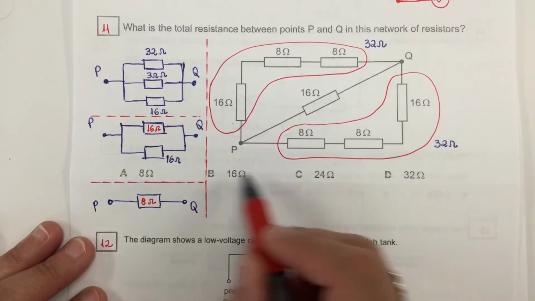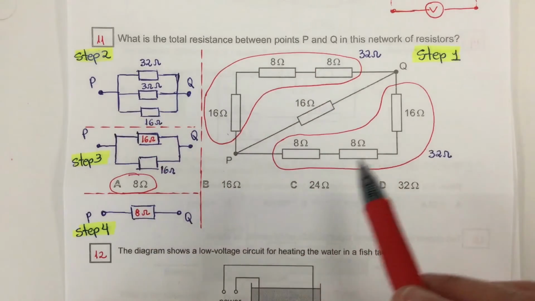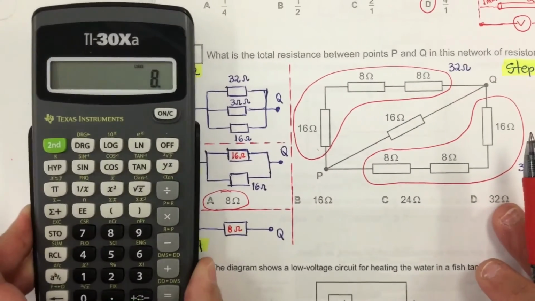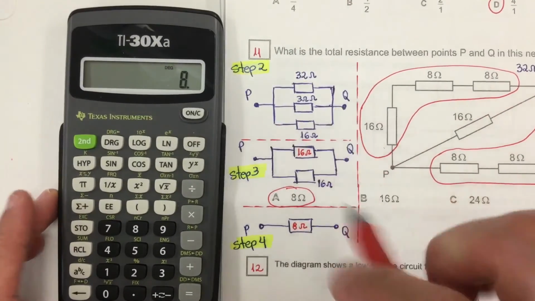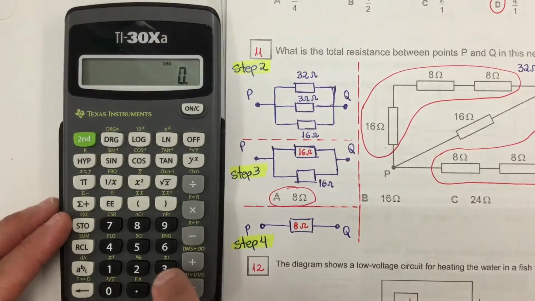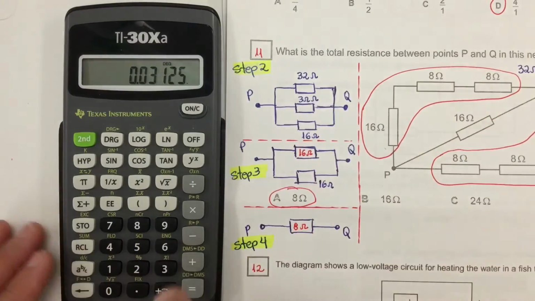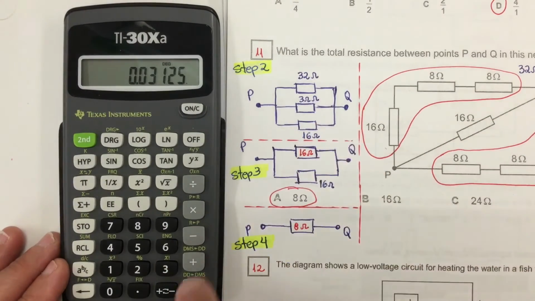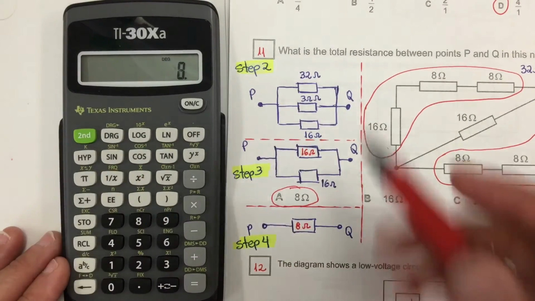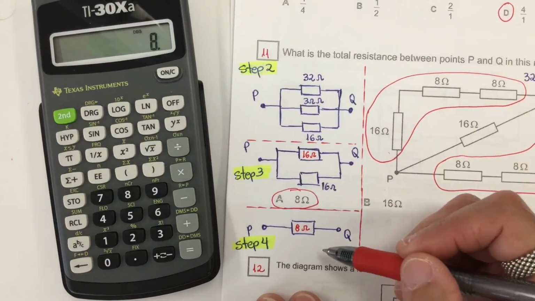So the final answer for this option is 8 ohms. So this is the sequence that I follow to find the answer for this problem. An alternative is to stop right here on step 2 and add the inverse of the resistors: 32 inverse plus 16 inverse equals the inverse. And from here, you could obtain the answer without going through these steps.